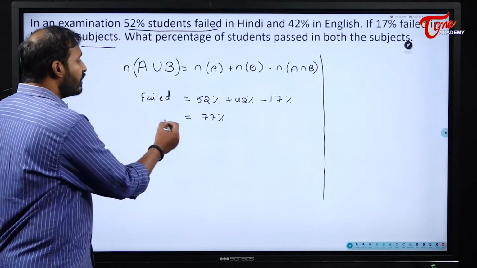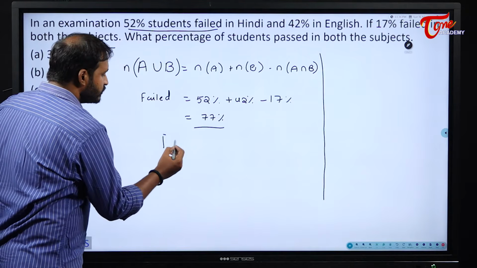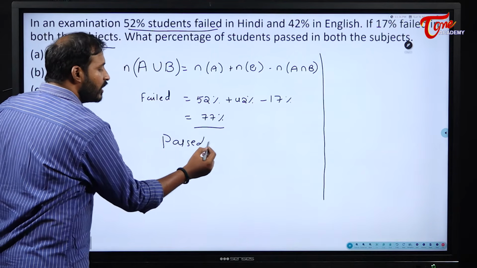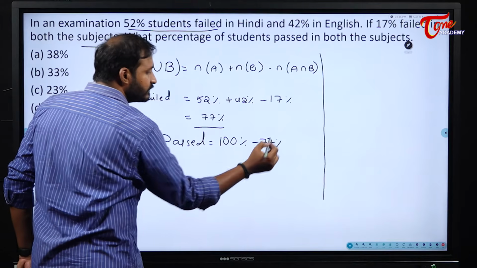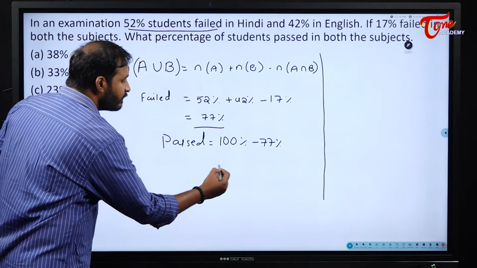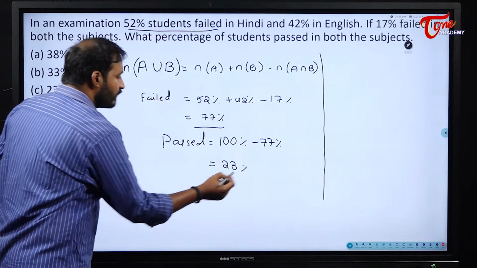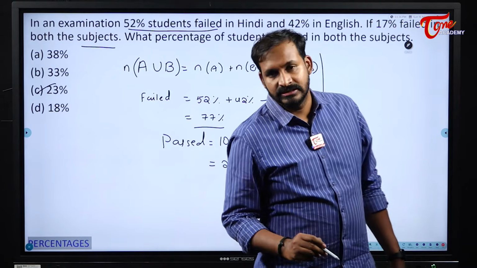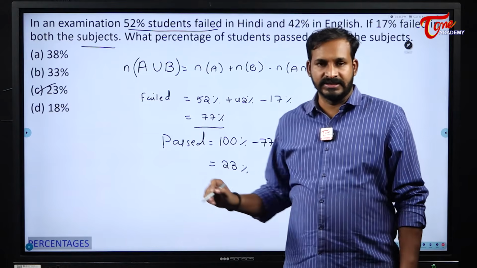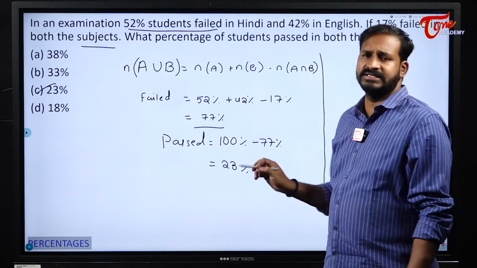So these are the failed. When you want the students who passed, what will you do? Out of 100%, 77% of students failed. So what percentage of students passed here? 23%. Our answer here becomes 23%. This is using the sets concept.